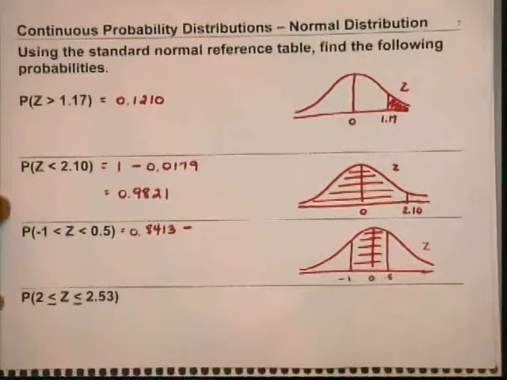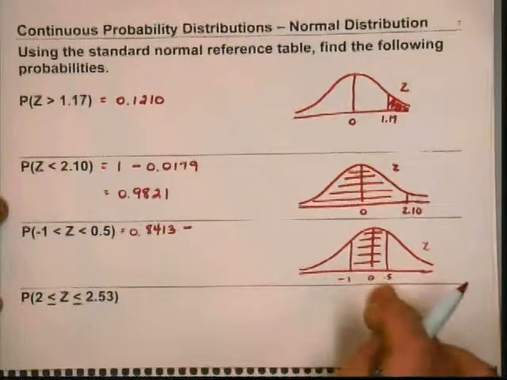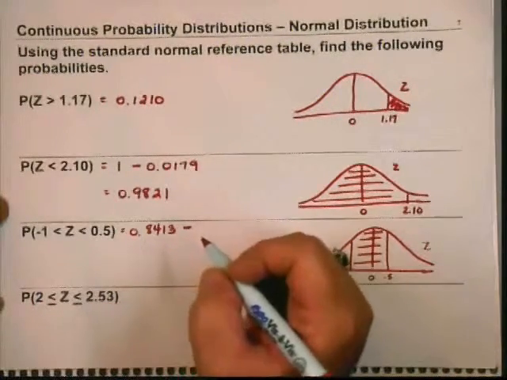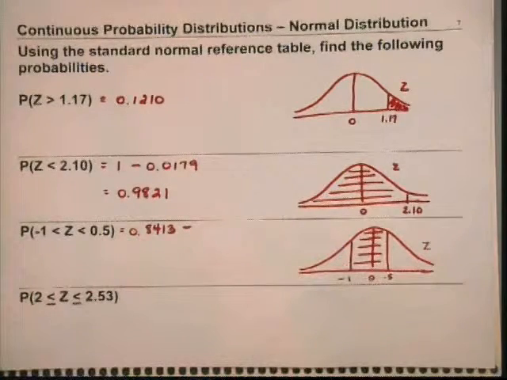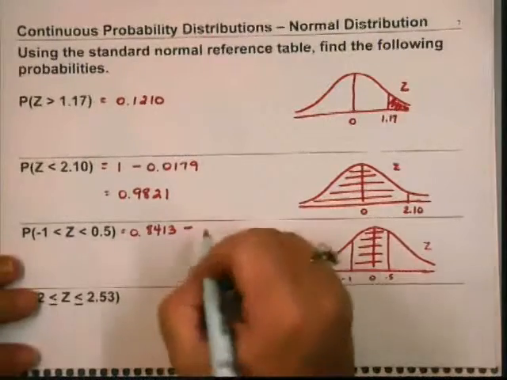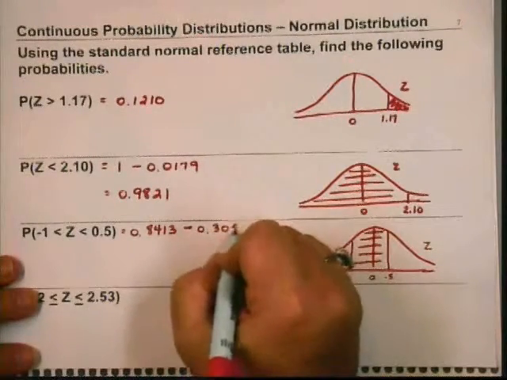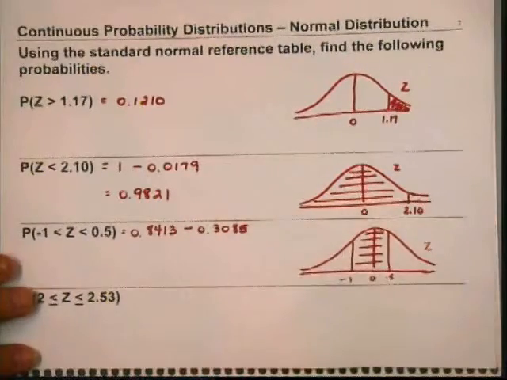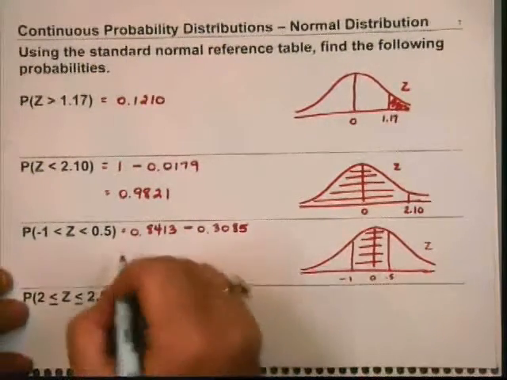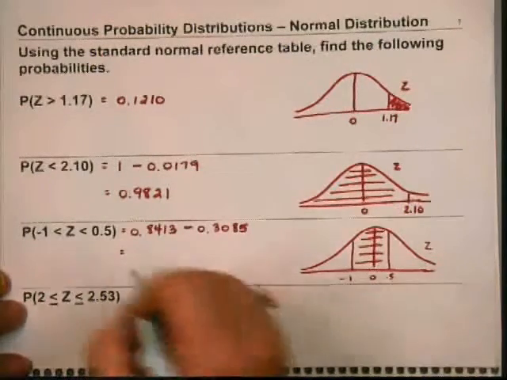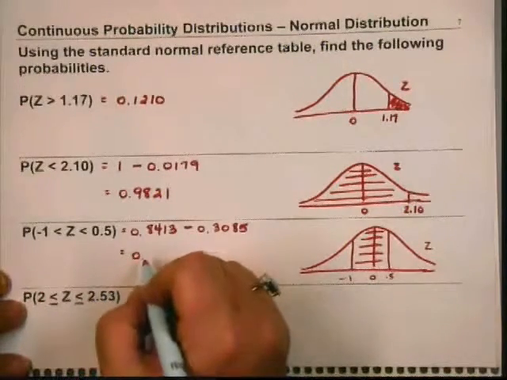Okay, if that's the area from -1 and to the right, we subtract off this area from positive 0.5 and to the right. So what's the right-hand area or tabled value given for z equals 0.5? 0.3085, do you agree? And the difference between those, then I have 0.5328.